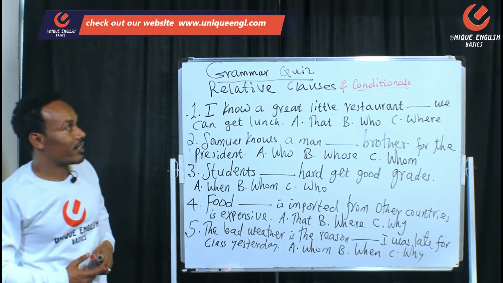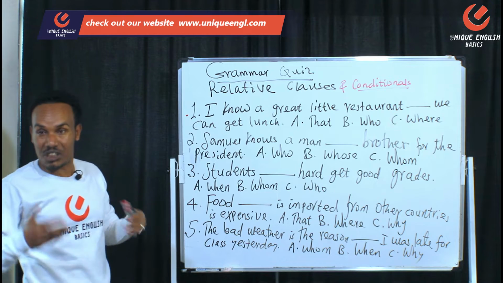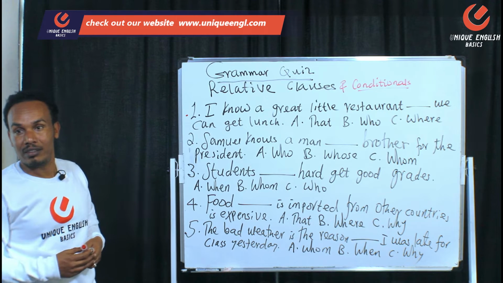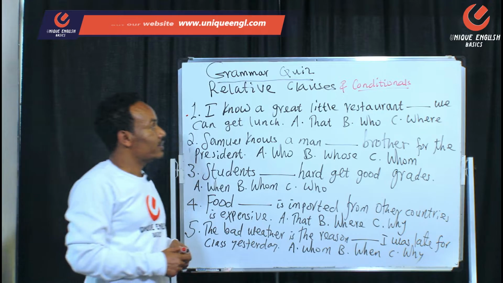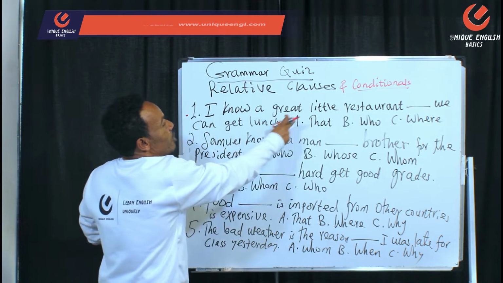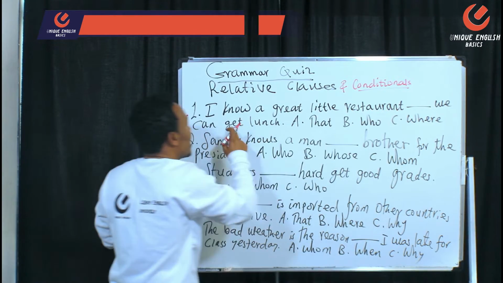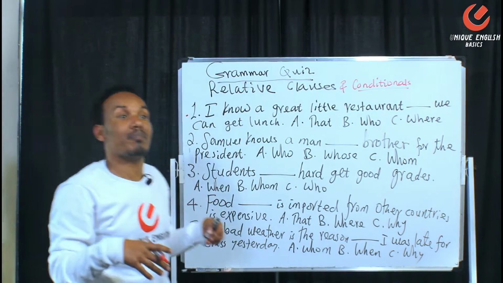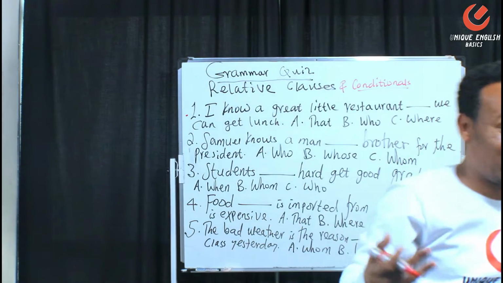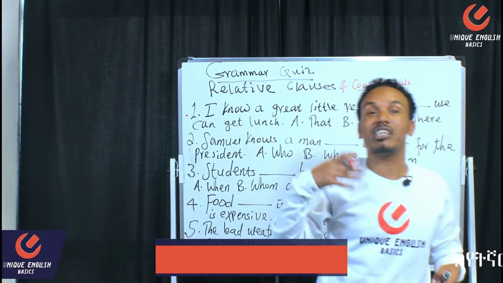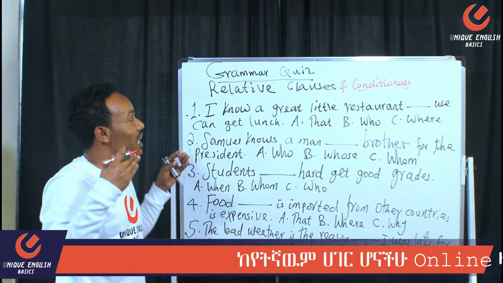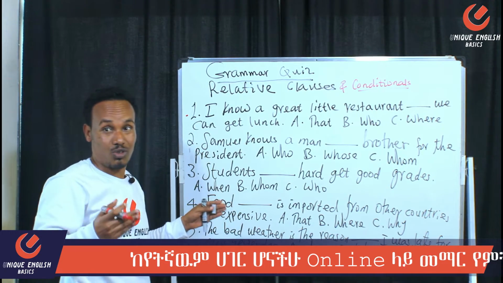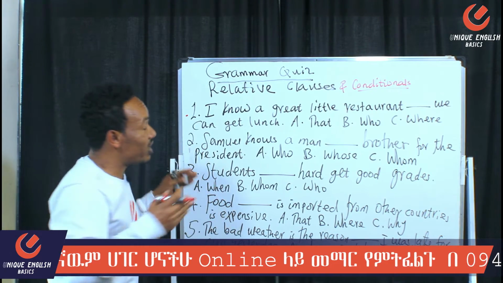I think C. C. Why? C is correct, but why? Where we can get lunch. Yeah, we are talking about I know a great little restaurant dash we can get lunch. We are talking about places where we can get lunch. Yes or no? We're just talking about what? Places where we can get lunch. So what is that place? That little restaurant. Yes or no? So we are talking about places.